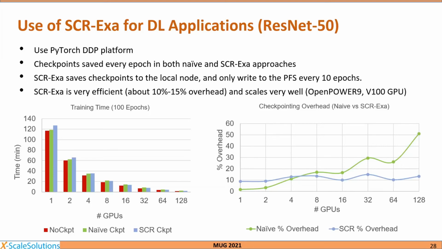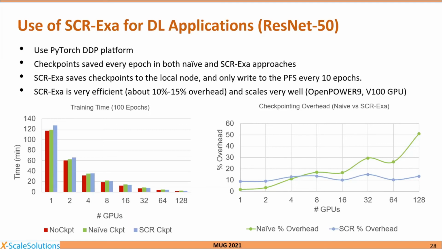For SCR Xscale, it will save the checkpoint to the local node, local storage. Then we only write from the local storage to the parallel file system every 10 epochs. So every 10 checkpoints you will save to the global file system.